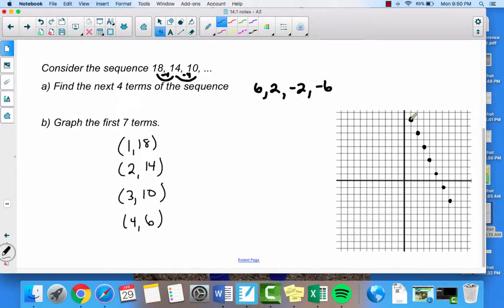And what you should notice is that those terms in our sequence create what looks like a line, and that's a common theme for the arithmetic sequences. So when you graph them, they should form a straight line.